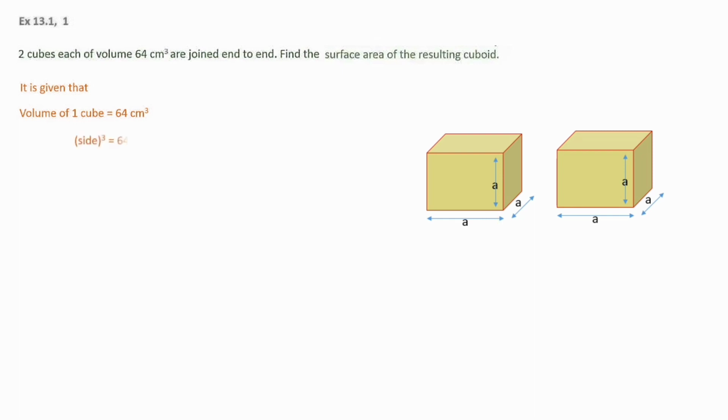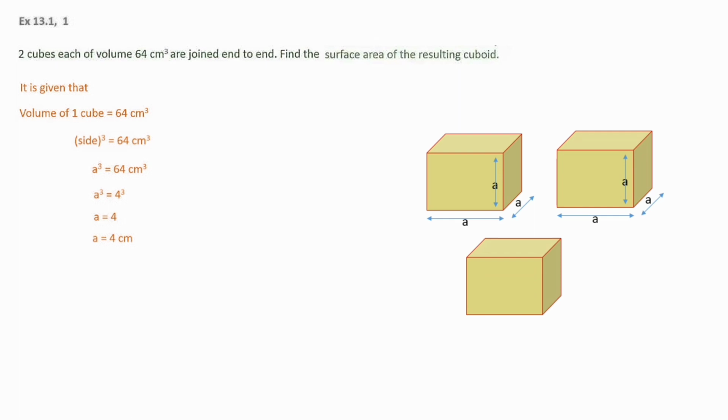So volume of cube, we know the formula, that is side cube or A cube is equal to 64 cm cube. Then A cube is equal to 64, we can factorize and write it as 4 cube, 4 into 4 into 4. From here we will get A is equal to 4. Now we have got the side of the cube, that is 4 cm.